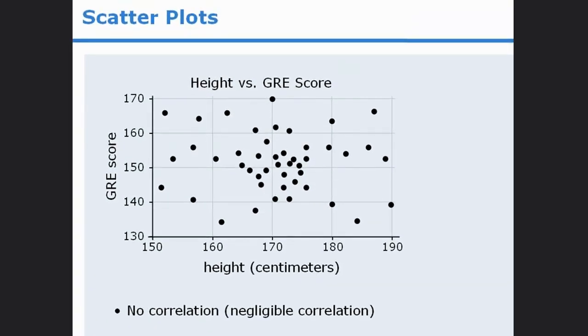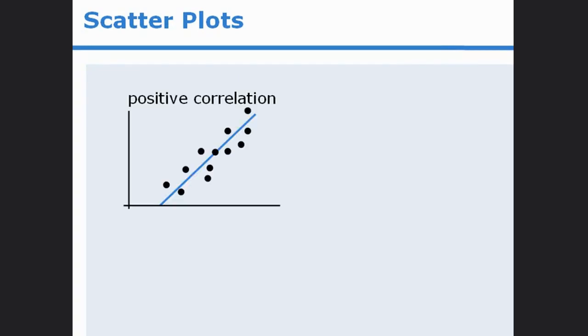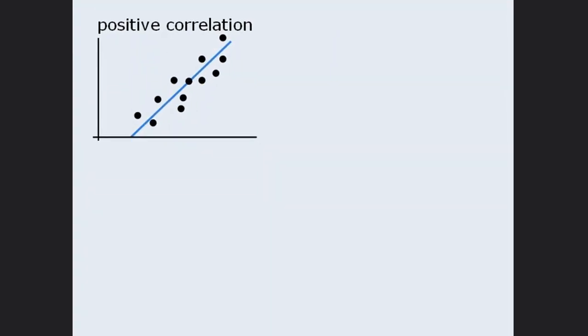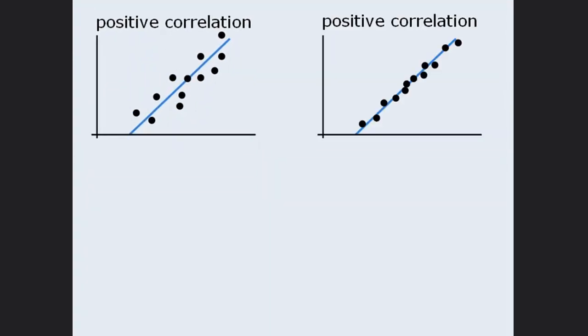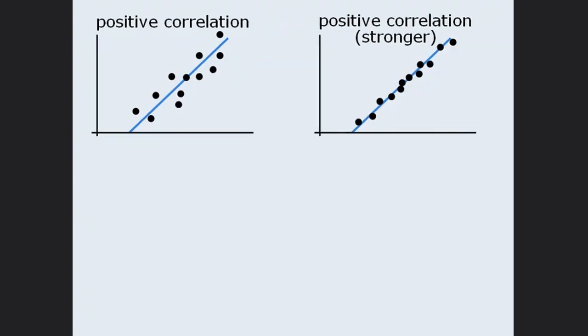Alright, before I end this lesson, I'd like to talk a little bit more about the strength of a correlation. In general, the closer the dots lie to the trend line, the stronger the correlation. For example, this scatter plot indicates a positive correlation between two variables, and this scatter plot also indicates a positive correlation. However, since the points in the second scatter plot are much closer to the trend line, we say that the correlation here is stronger.